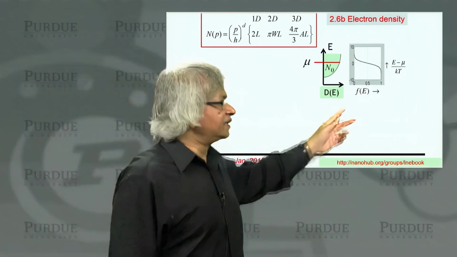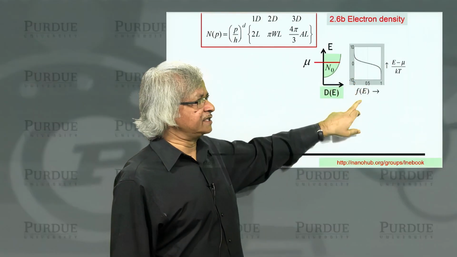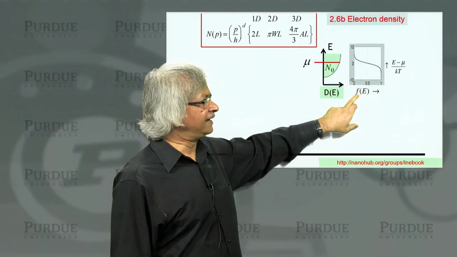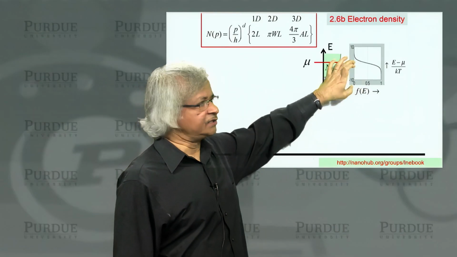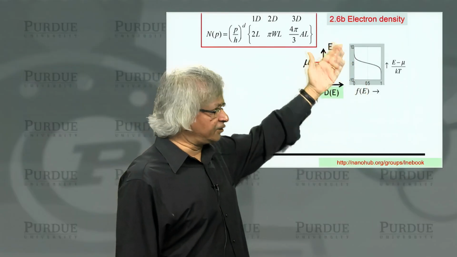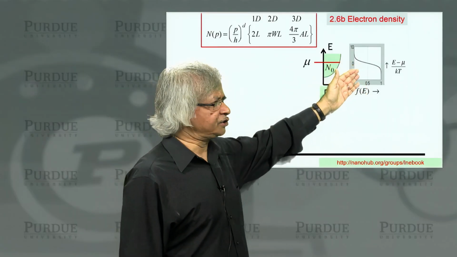In fact, this picture of the Fermi function, this is the equilibrium Fermi function. I guess I should have written F0 here. This is the equilibrium Fermi function. This I have taken from one of the Unit 1 lectures.